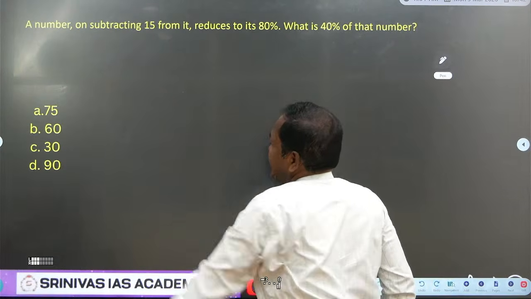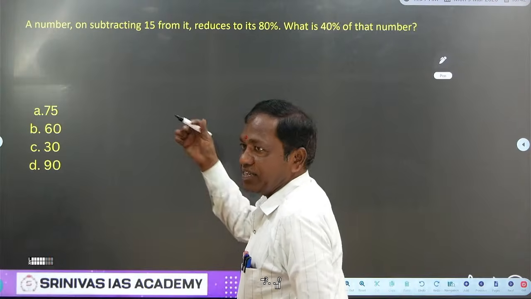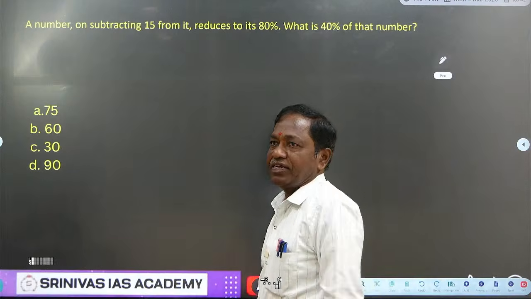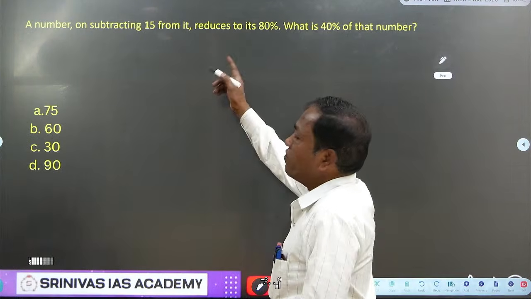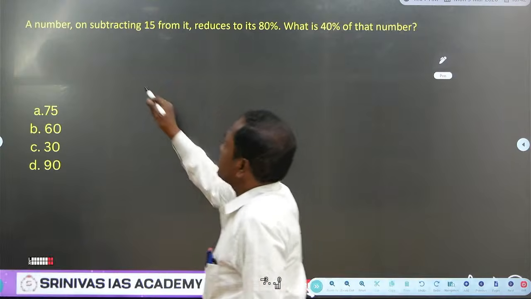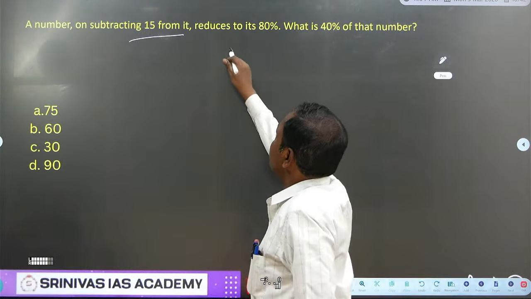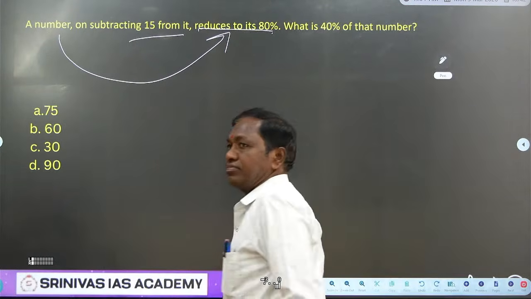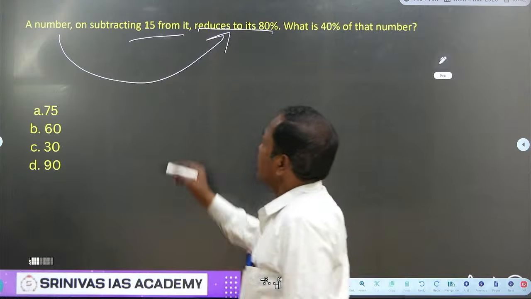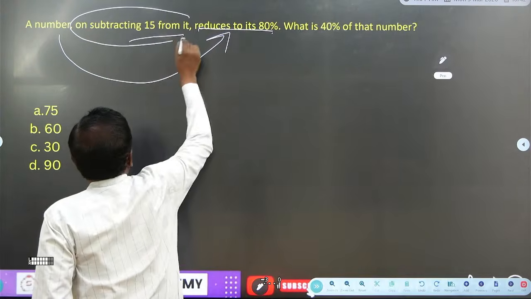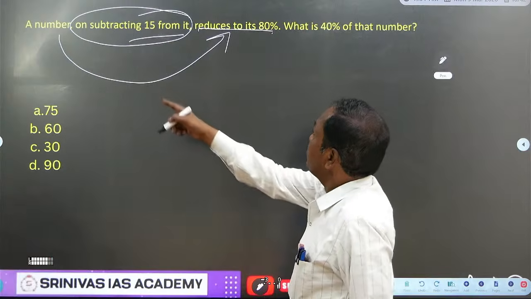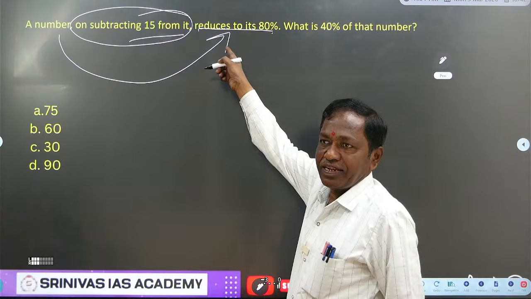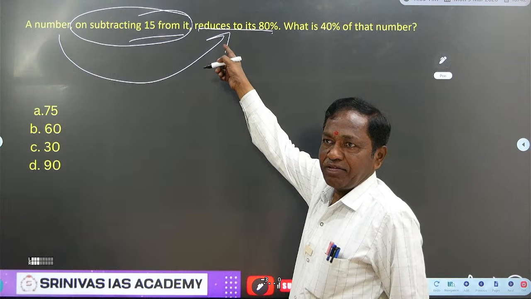See, a number. Okay, let the number be anything. Let the number be x or y or something. On subtracting 15 from it, if we subtract 15 from that, the number is reduced to 80%. Then you should assume the number as 110? A number reduces to its 80%, it means what? Same number. 105, you should assume.